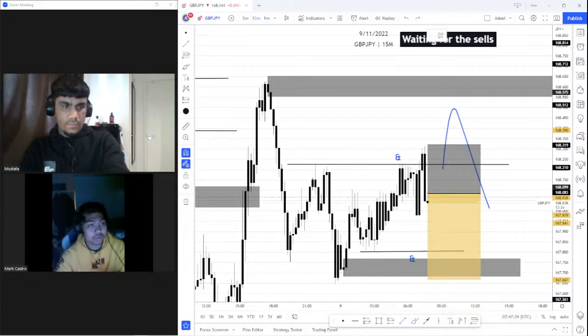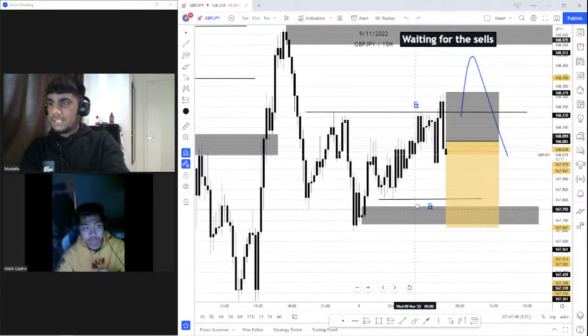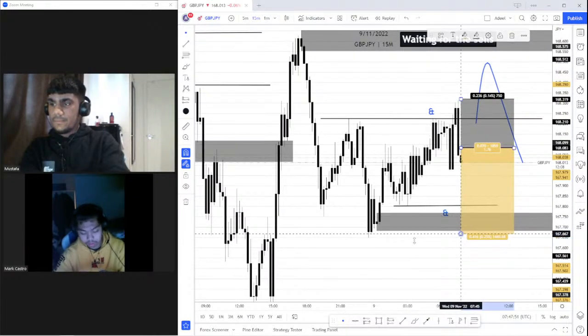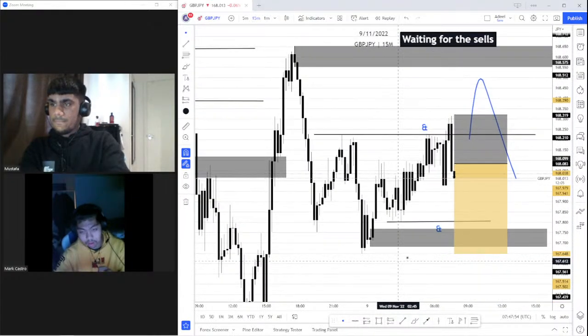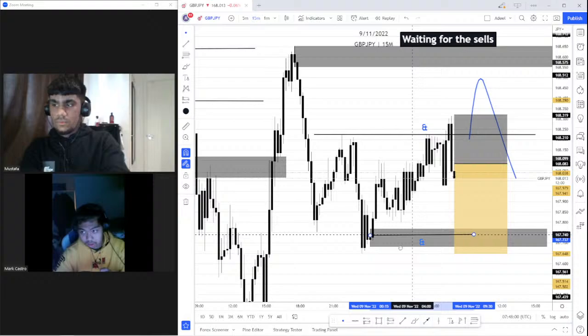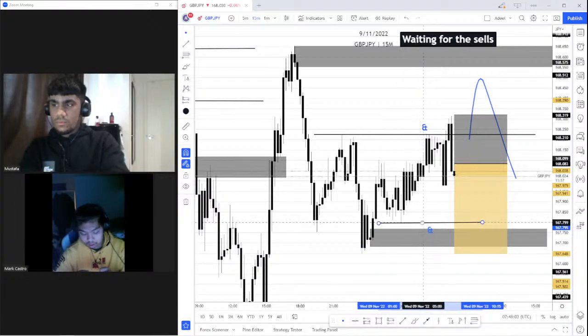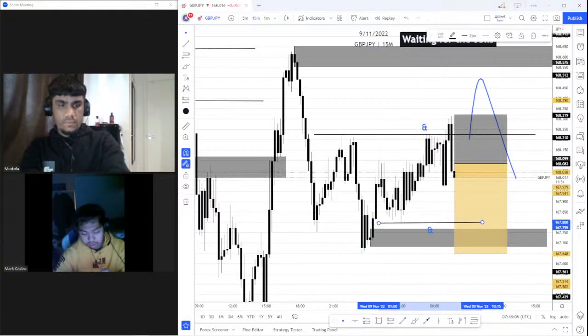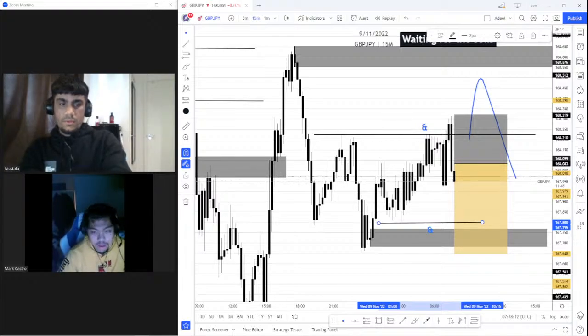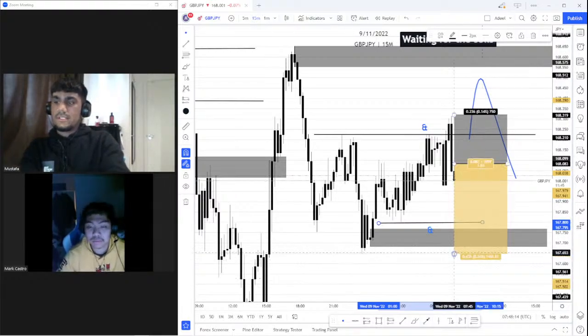Cool. Alright, TP is, because it is London Open, I'm going to target these lows here. 167.648. Might end up being an amazing sell. Let's say 666.